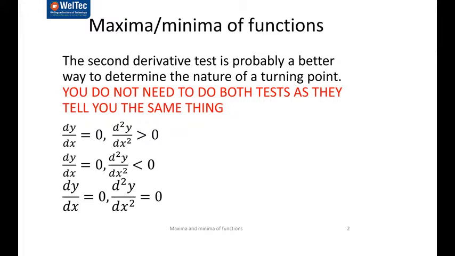What we're looking at here is that if we have a maximum point, then the slope is becoming more negative. It starts off positive, it's 0, and it becomes more negative. So the slope is becoming more negative.